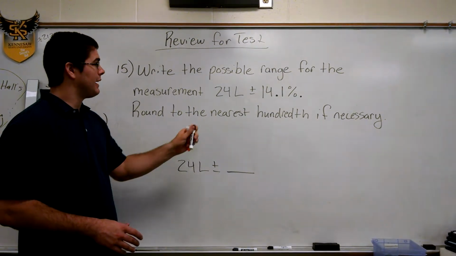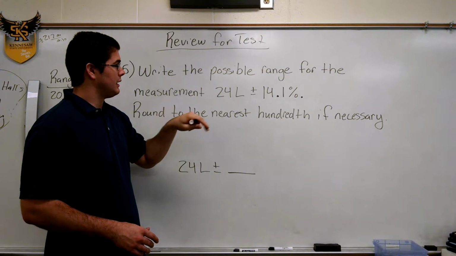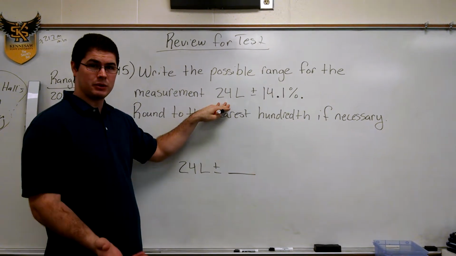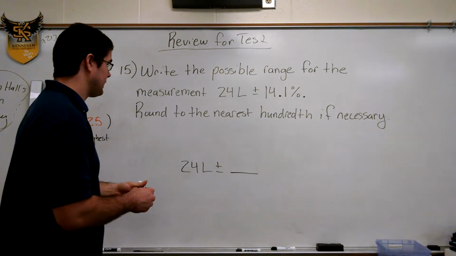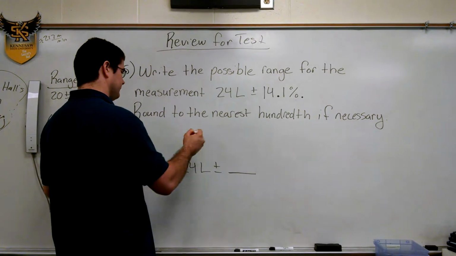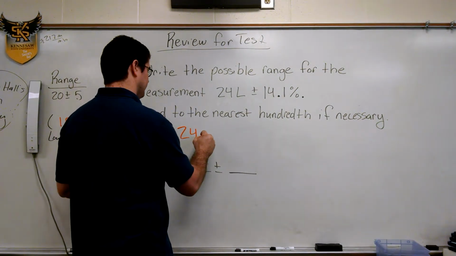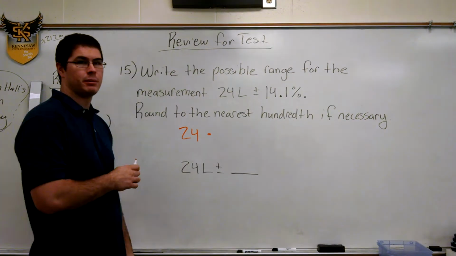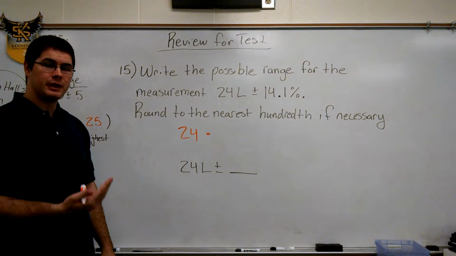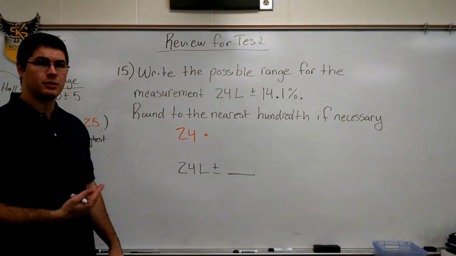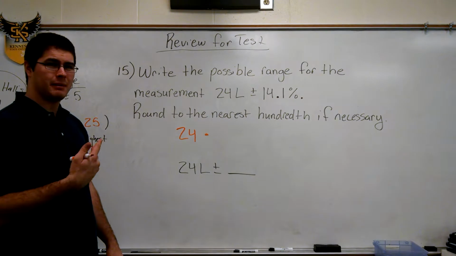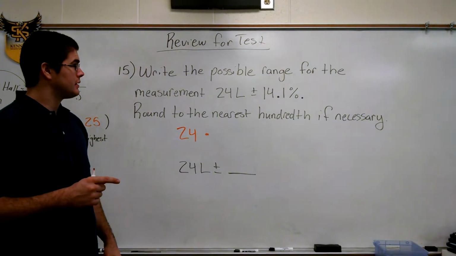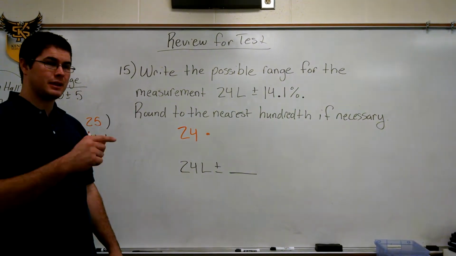So to find out what this percent of 24 liters is, we have to multiply by that percent. So we're going to take 24 and multiply it by 14.1%. But first, we need to convert 14.1% to a decimal, because we can't multiply by just the percent. So to convert a percent to a decimal.